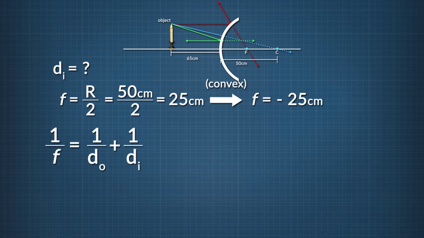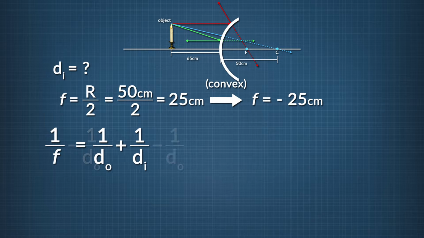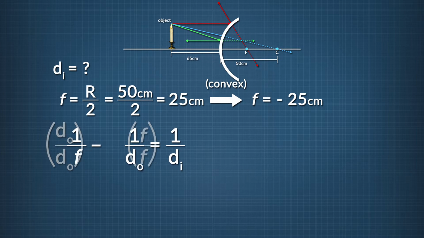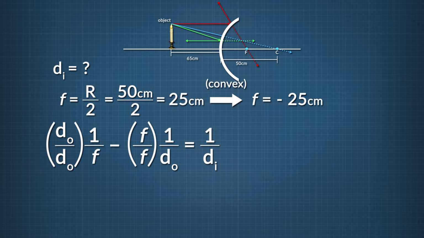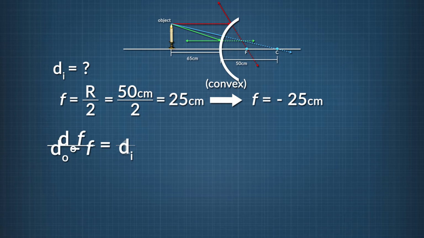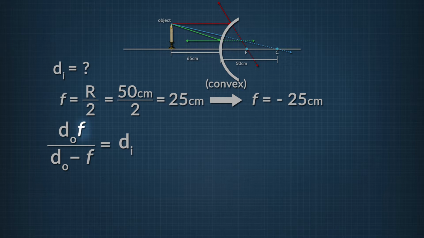Now we can use the mirror equation to calculate the image distance, d sub i. We need to algebraically rearrange the equation so it says d sub i equals something. First, let's subtract 1 over the object distance from both sides of the equation. Then, we multiply the terms on the left side by d sub o over d sub o and f over f, so that the left side of the equation has a common denominator. We invert both sides of the equation and see that the image distance, d sub i, equals the object distance times the focal length, all divided by the object distance minus focal length.